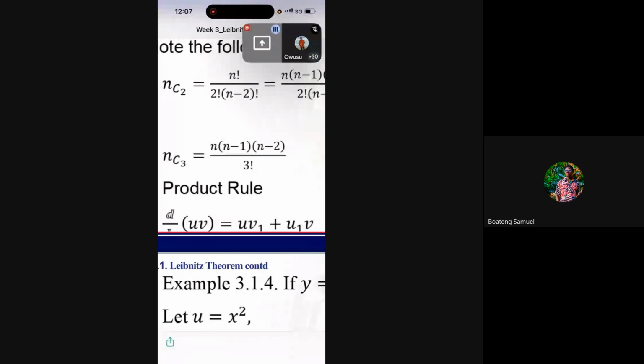So the next one, you move to the second term, which is u1v. That one, you keep the u1, you differentiate the v, which is v1, plus you keep the v, then you differentiate the u1, which is u2. So when you sum everything, can you see what I'm talking about?